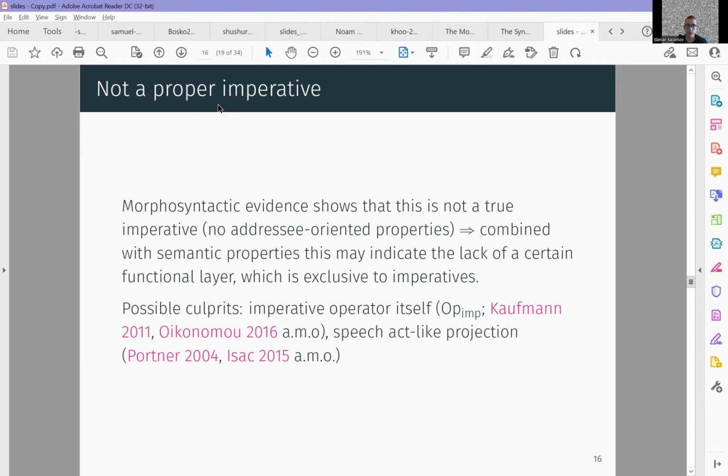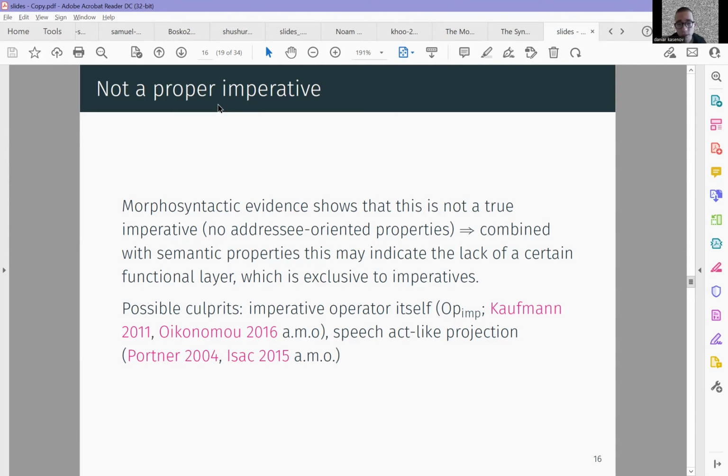So morphosyntactic evidence, I think, shows that there are a lot of differences between these antecedent imperatives and true regular Russian imperatives. For example, there are no addressee-oriented properties. And combined with the fact that the use of an imperative in the antecedent of a counterfactual already looks weird because of many semantic and pragmatic properties of imperatives which are absent in these counterfactual antecedent imperatives, you can draw the conclusion that this may indicate the lack of a certain imperative-special functional layer, which is included in imperatives.